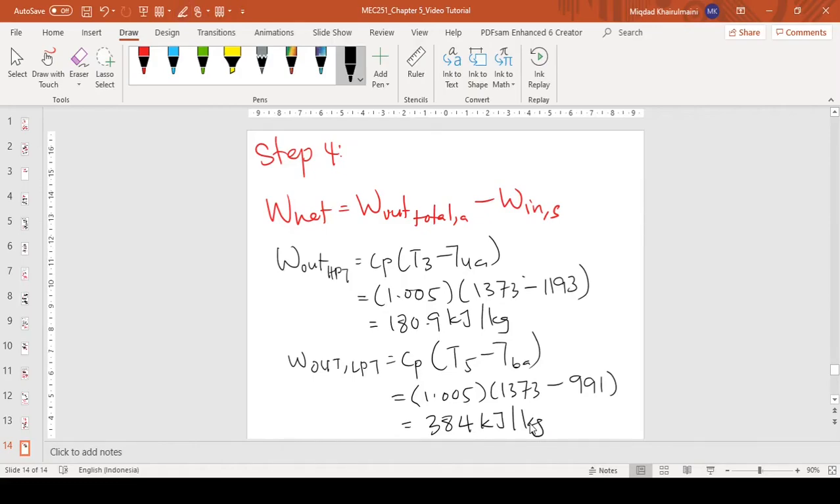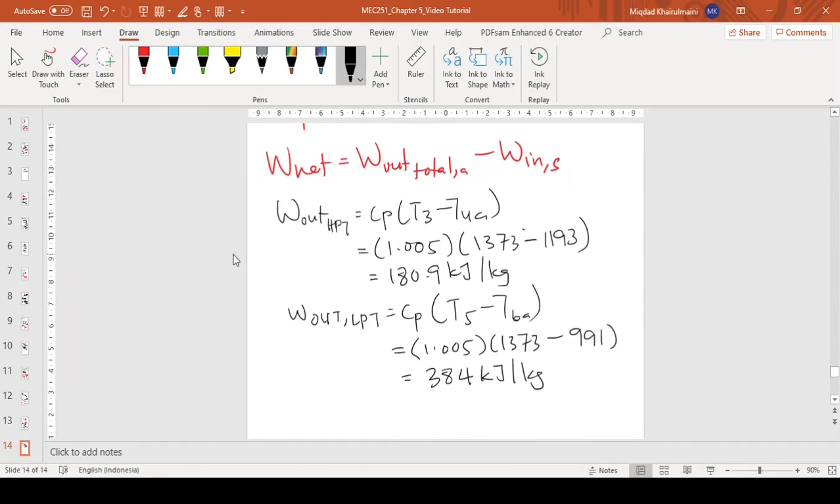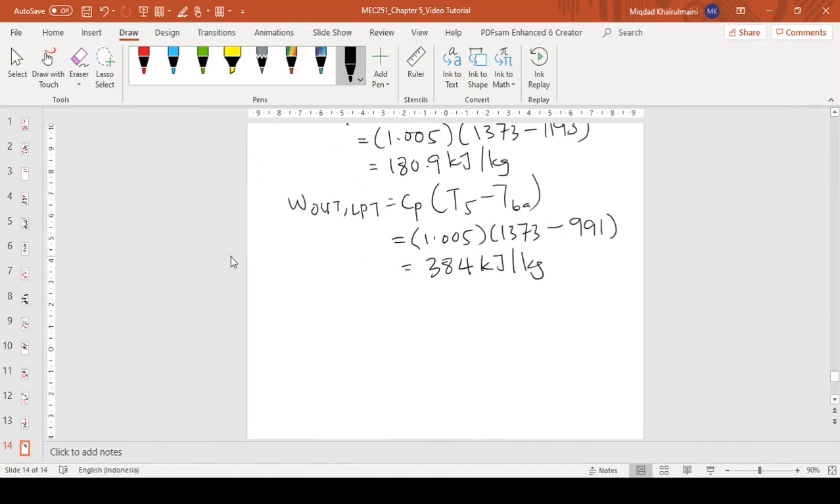There might be some decimal points, but I have already rounded the values. So we can find the work output total here. We have to add both of these numbers, so when we add both of the numbers, we can get 564.9 kilojoules per kg. Next we calculate the work input.